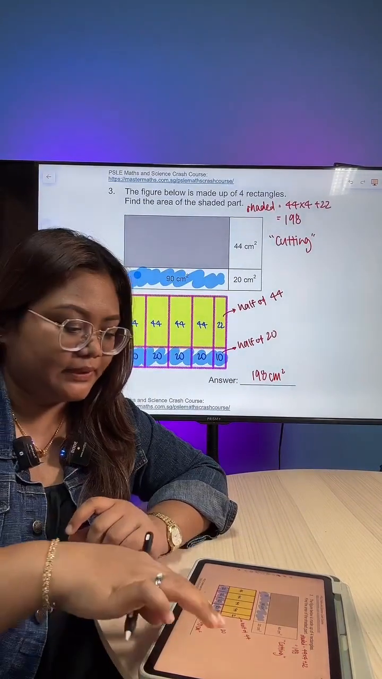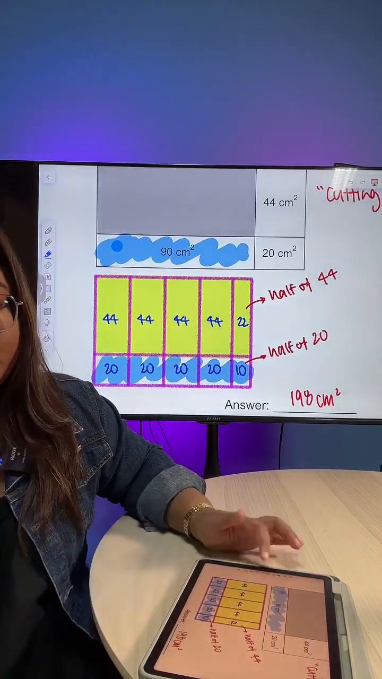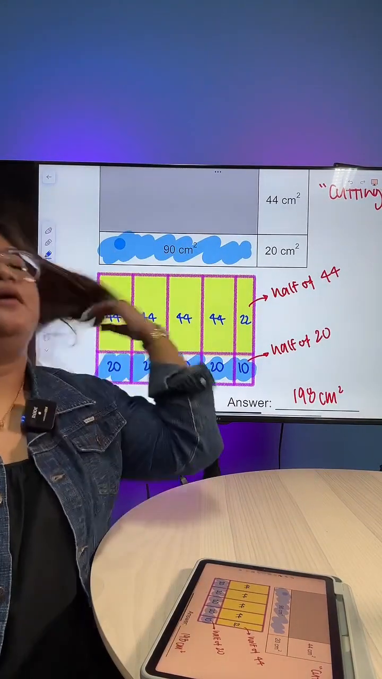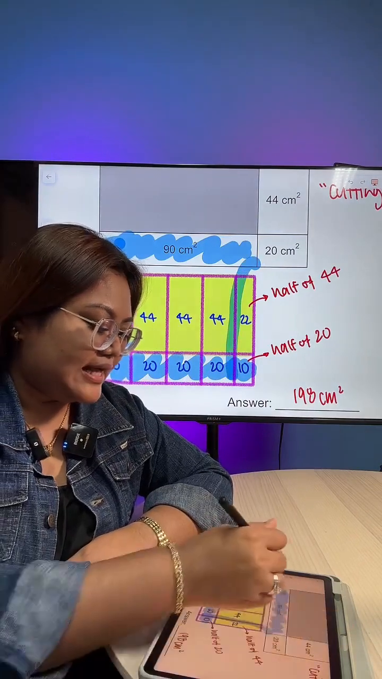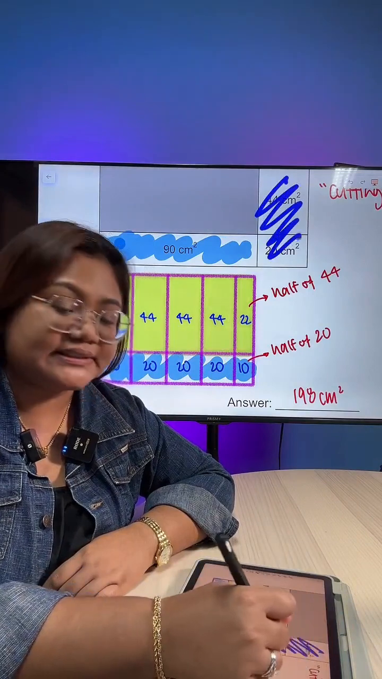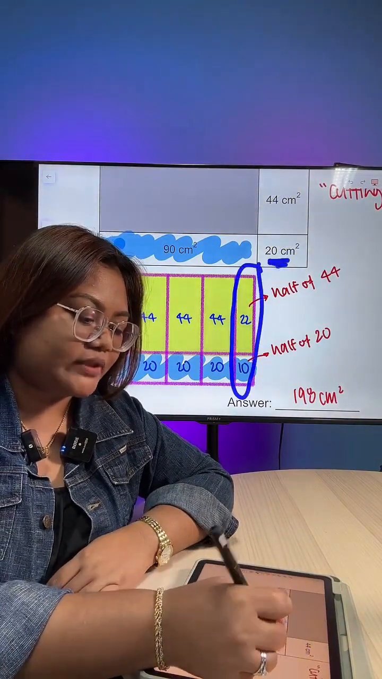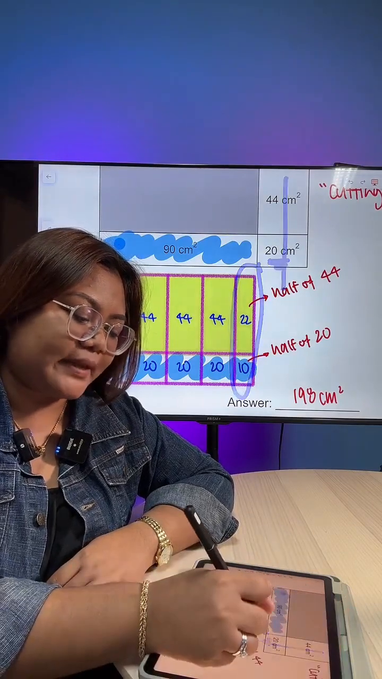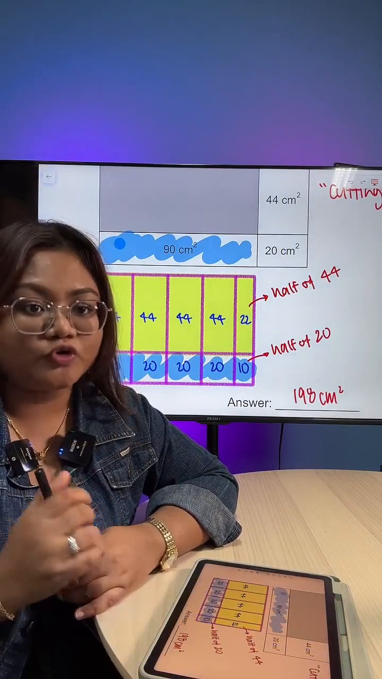Alright. The screen is a bit blurred. Let me just move it closer for you. Okay? Alright. So how did I get the balance piece here? This is just half of my one set. One set is this part. This is one set. So the balance piece here is 10, which is half of 20. So I cut this into 2, I get the balance piece already. So 44 cut into 2, I get 22. Okay?